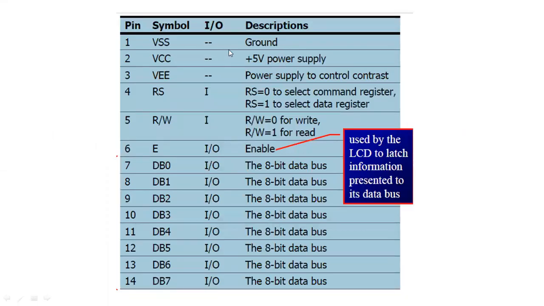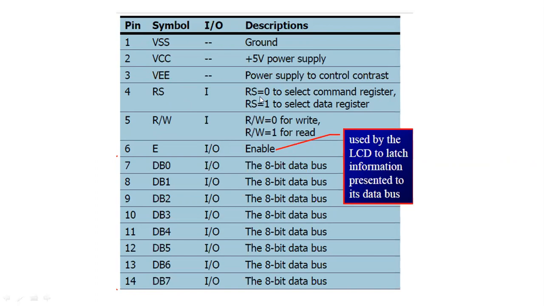The first pin is VSS. This will be connected to the ground terminal, and the second pin is VCC. This will be connected to the plus 5 volt supply, and the third pin is used for controlling the contrast, and this will be connected to the variable resistance, and the fourth pin is register select.